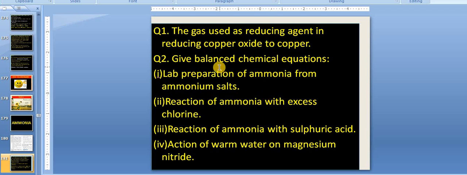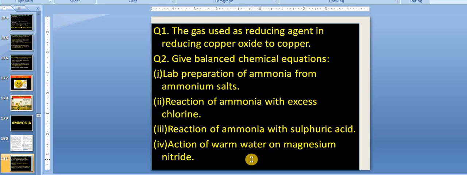Okay. Next question is balanced chemical equations: lab preparation of ammonia from ammonium salts, reaction of ammonia with excess chlorine, reaction of ammonia with sulfuric acid, and reaction of warm water on magnesium nitrate. So please, we can just think first and then we can know. We know all students know the reactions. You just see what those reactions are. Now, if I am talking of ammonium salt, you should think, name three ammonium salts. This way we should think. Three ammonium salts. Can we write in the chat box?